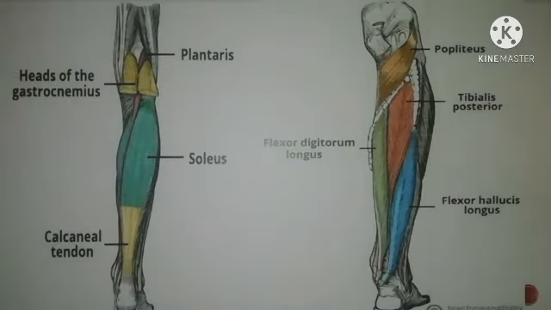The nerve supply is tibial nerve. Root value is S1 and S2. Action is the transplantation of its tendon.